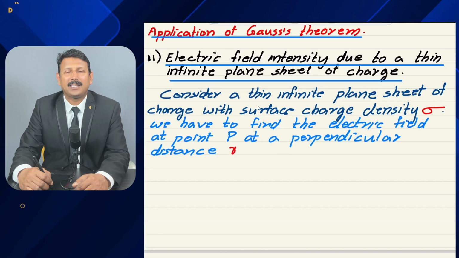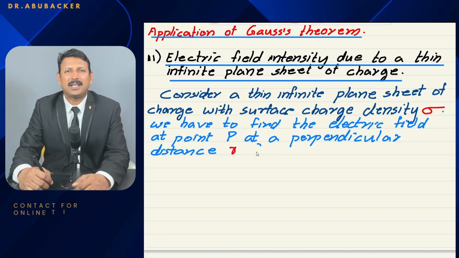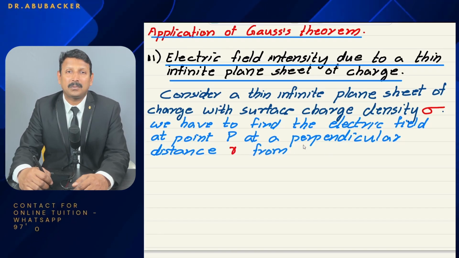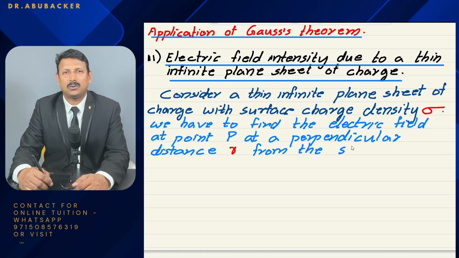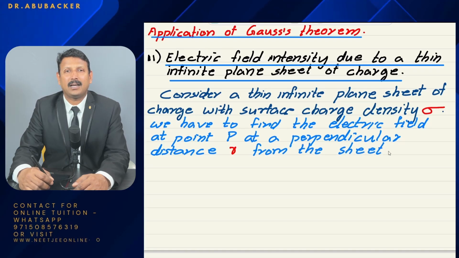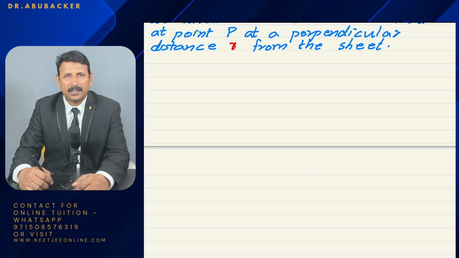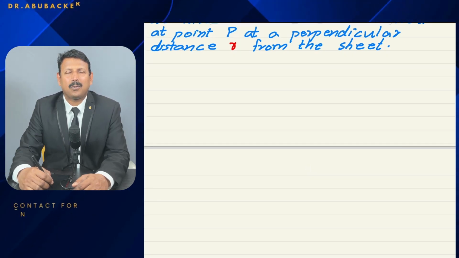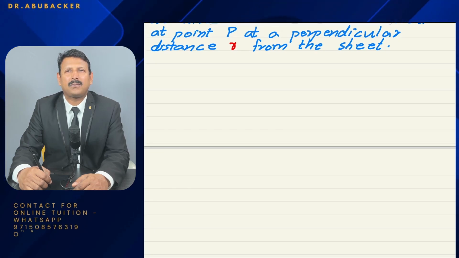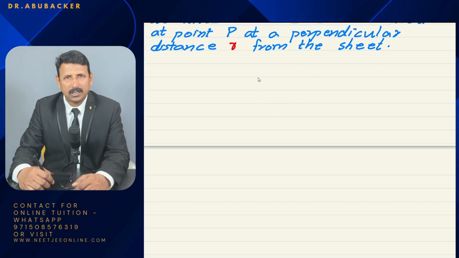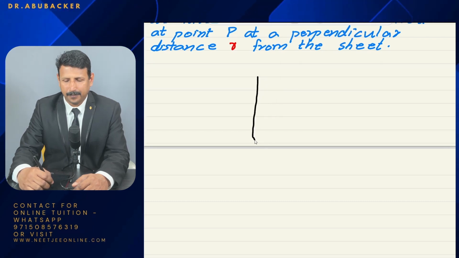It is not mandatory to write it as it is, but it is required to write something about what we are going to do. Instead of starting with rough data, explain the things. So we are going to find the electric field produced due to a thin sheet at a point P at a perpendicular distance r from the sheet. So draw one sheet first.